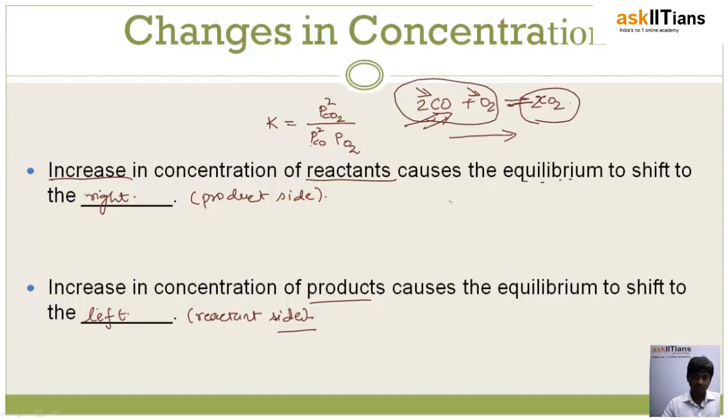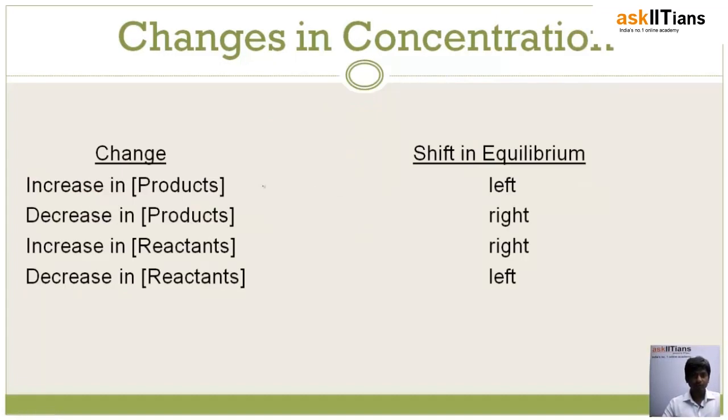How? Once again, see, increase in the concentration of reactant. When you are increasing the reactant, obviously it will shift to the other side. The more pressure you apply on one side, it will try to move to the other side. The more pressure you apply on this side, as in case 2, it will move to this side, that is the reactant side. Fine. So here I have tabulated it.